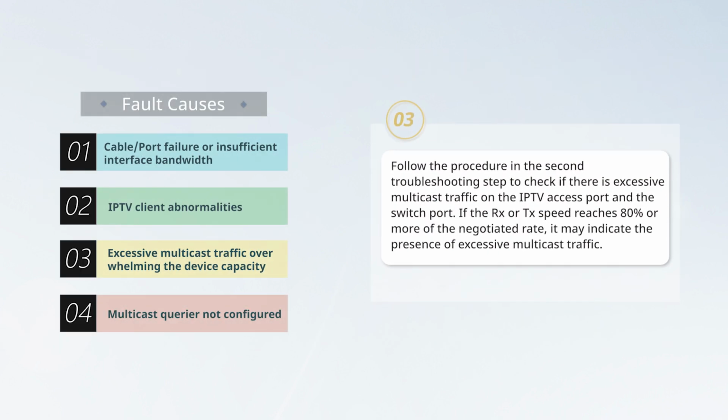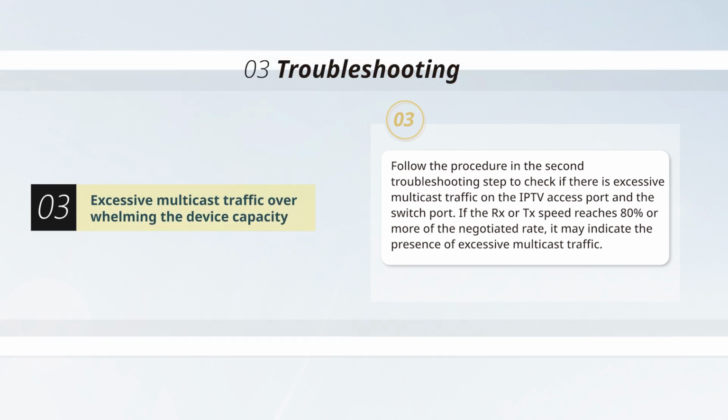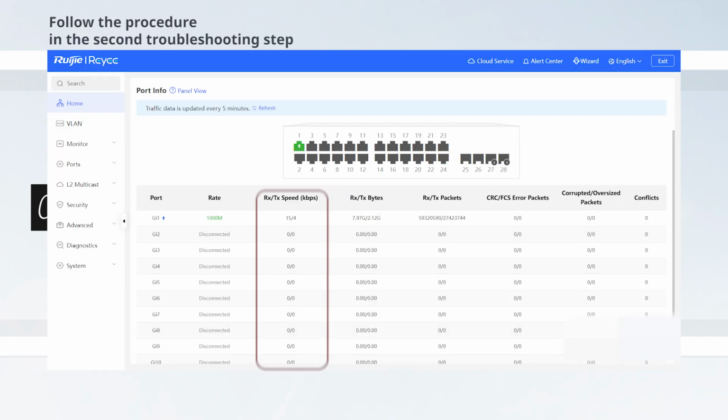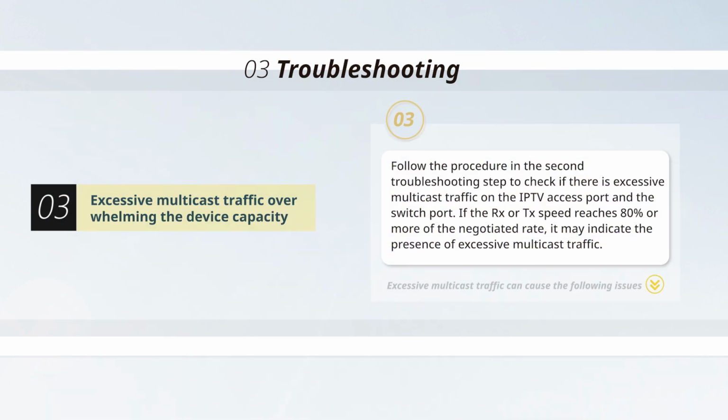Follow the procedure in the second troubleshooting step to check if there is excessive multicast traffic on the IPTV access port and the switch port. If the RX or TX speed reaches 80% or more of the negotiated rate, it may indicate the presence of excessive multicast traffic. Excessive multicast traffic can cause the following issues.